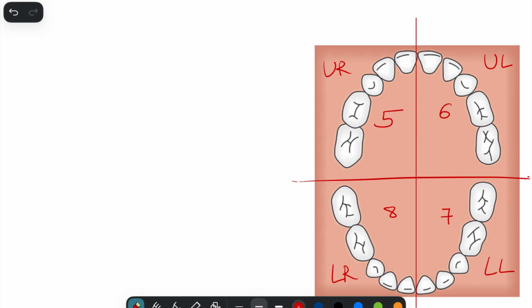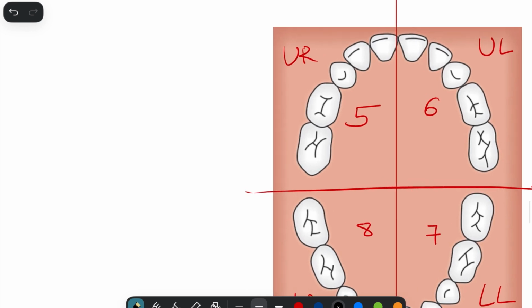Now notice one thing. Permanent dentition uses quadrant 1 to 4, and the primary dentition uses quadrant 5 to 8. Okay. Now let's go to the tooth position. So the central incisor here is numbered as 1, lateral incisor as 2, canine as 3, first molar as 4, second molar as 5.